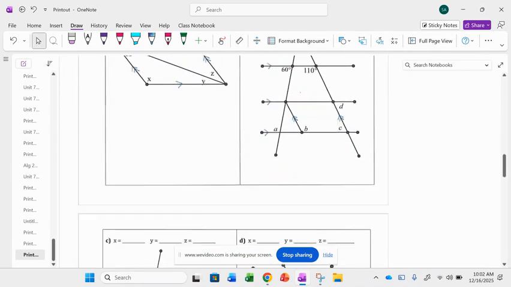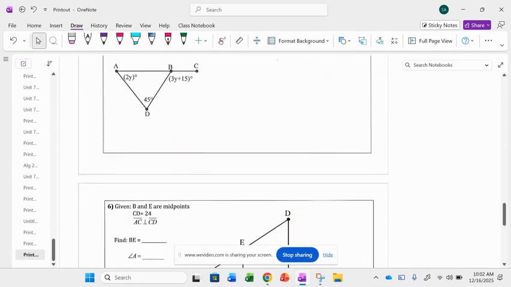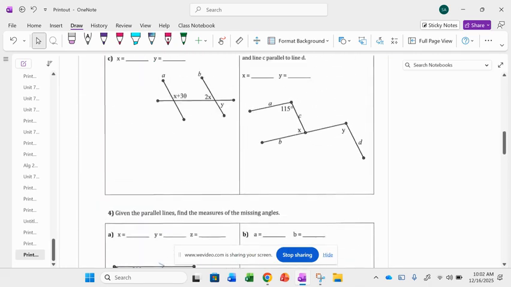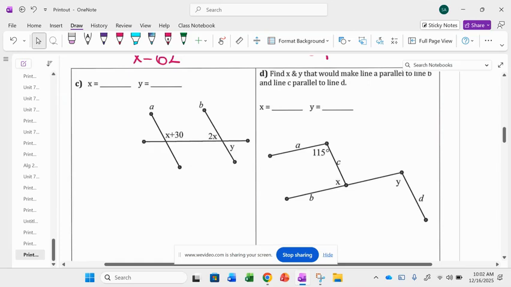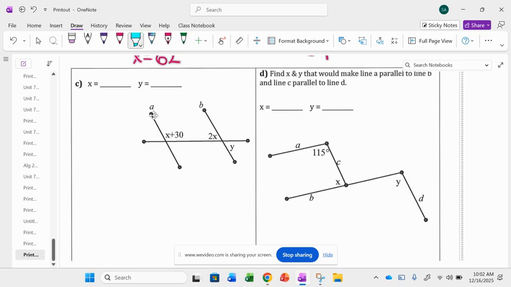All right, we're getting to more difficult problems now. Letter C, X and Y. Actually, we cannot find Y first. We have to find X first. So in order to find X, I have to use the two expressions that have X in it. So I'm going to outline the X plus 30 and the 2X and connect them. What letter have we made?